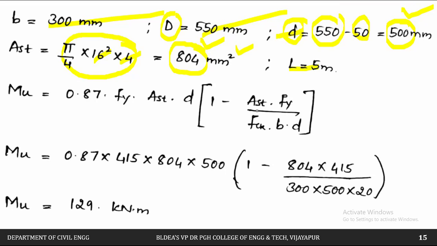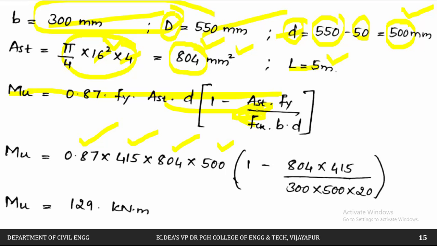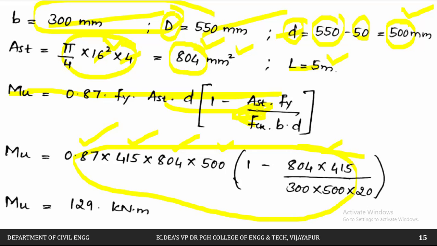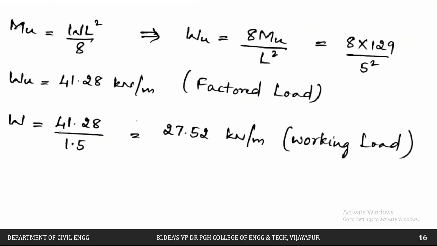So this much steel is being provided, and they have given the span as 5 meters. For this given area of steel and for this given section, how much moment it can carry, we can calculate by substituting in this formula. So 0.87 fy, Ast we know, d we know, so everything is known to us. If you substitute in this equation, you will get the moment, 129 kilonewton meter. So it is going to carry a moment of 129 kilonewton meter.